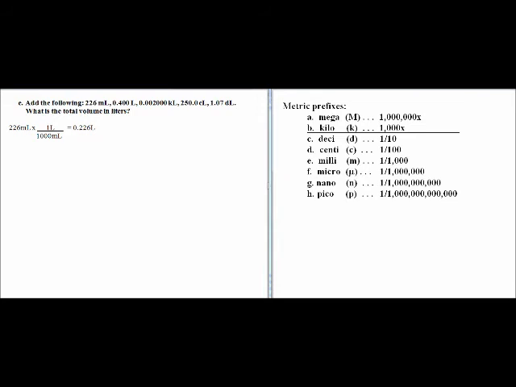The next number is 0.400 liters. Converting this to liters should be pretty easy. It's a 1-to-1 ratio. 1 liter is equal to 1 liter. 0.400 liters is equal to 0.400 liters.